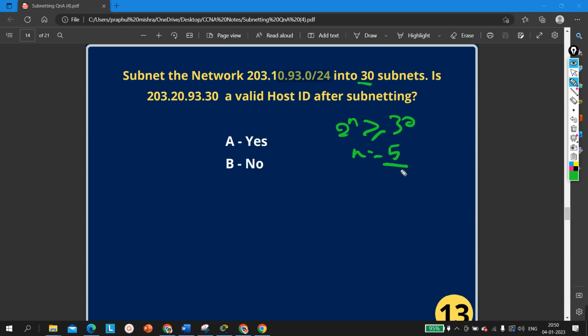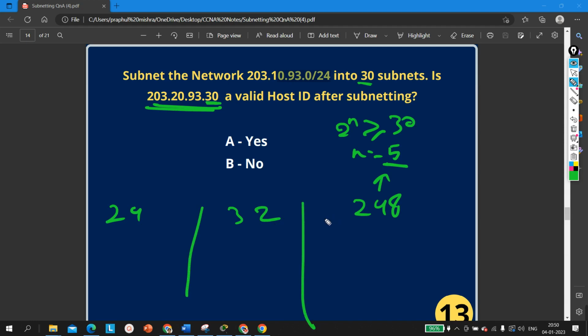If you borrow 5 bits from your neighbor, the subnet mask in the last octet will be 248. So block size will be 8. So tell me now, is this a valid IP address? What you can do, see here, value is 30, right? So first network will be 93.0, after that 93.8, 16, 24 and 32.